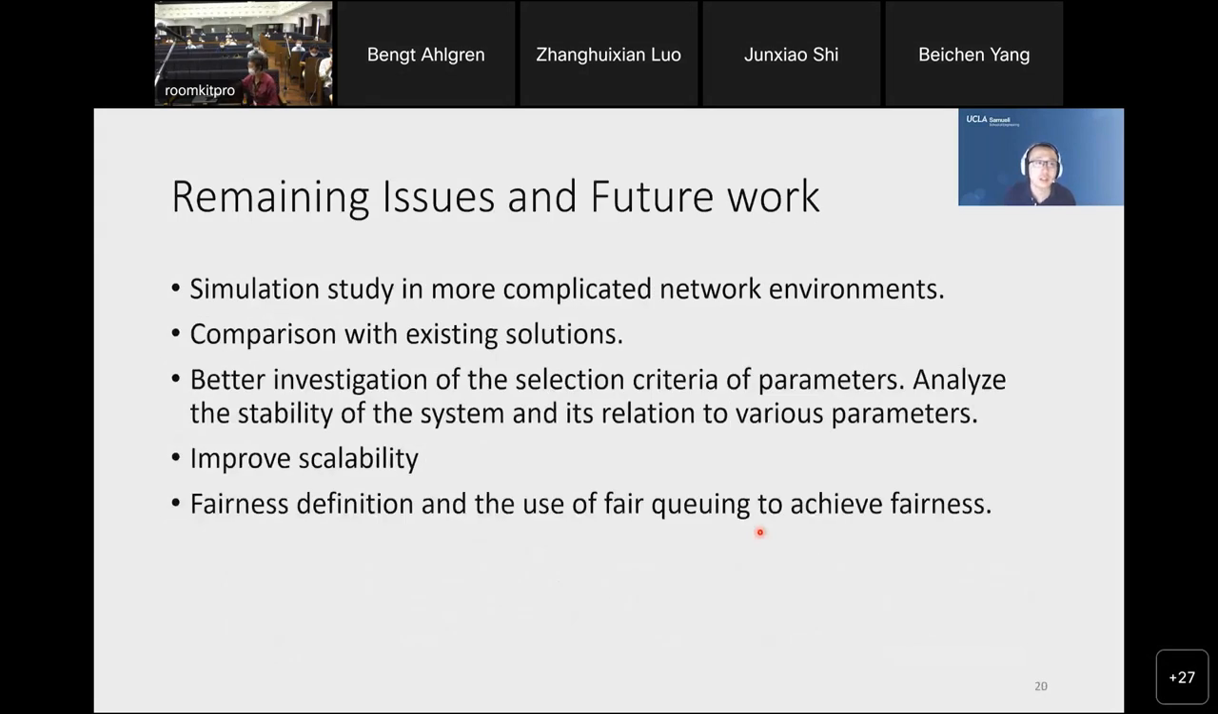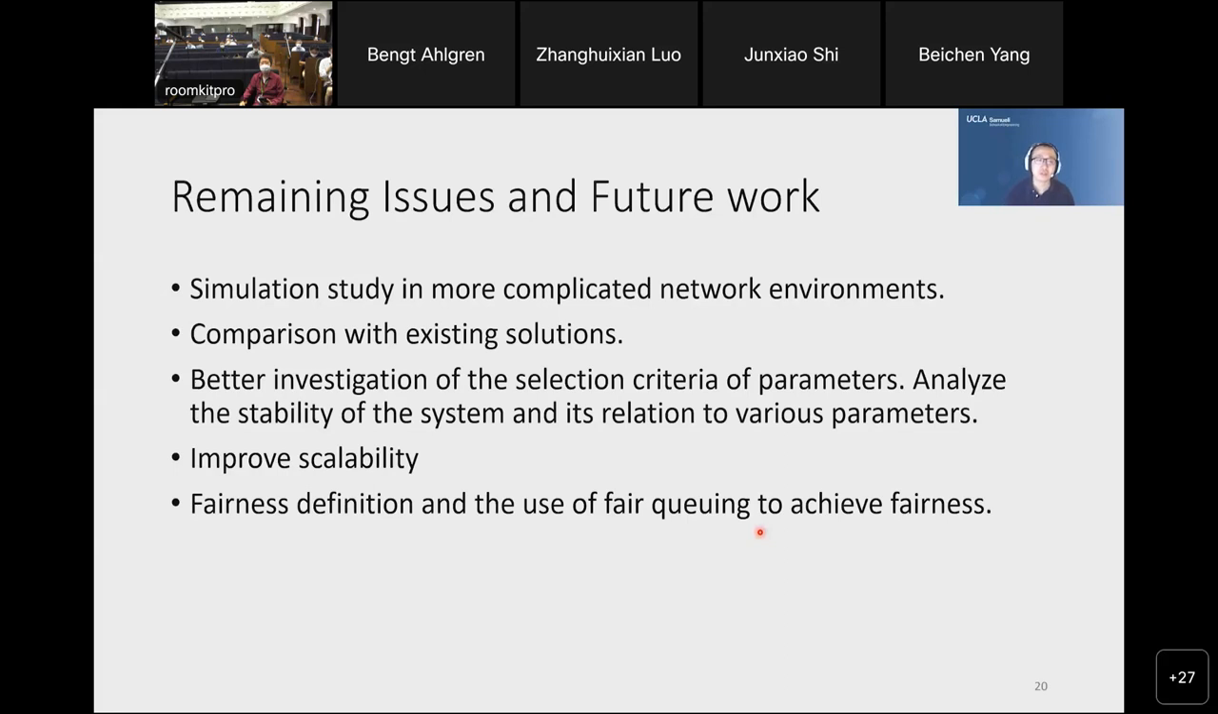And lastly, this work still has some remaining issues that need to be worked on in the future. Firstly, we hope to work on simulation studies in some more complicated network environments. And also we hope to compare our design with some existing solutions. We also hope to better investigate the selection criteria of different parameters and analyze the stability of the system and its relation to various parameters. Of course, as mentioned, we also hope to improve its scalability.